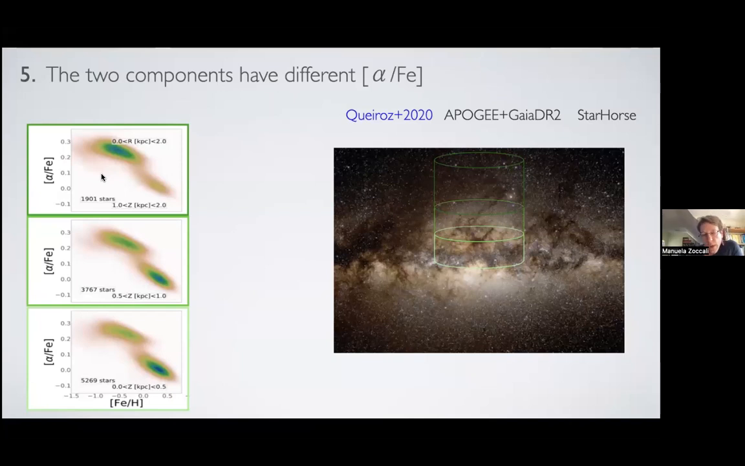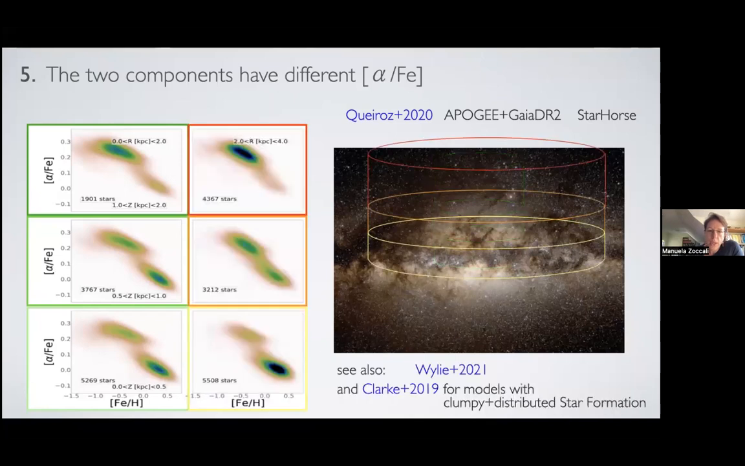That's one of the reasons why I think there are only two components, except that the metal poor component dominates far away from the plane and the metal rich component dominates closer to the plane. Same thing is seen in larger cylinders, just with much larger statistics, of course. So it's very, very clear. Of course, the fact that there is a bimodality in this plot means that the two components had a pretty different star formation rate when they formed.